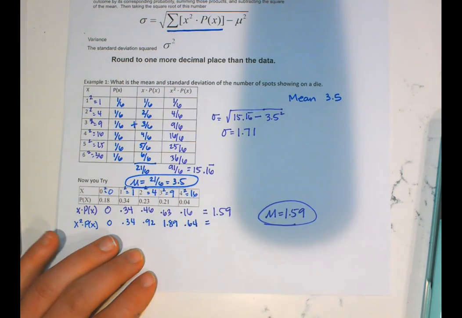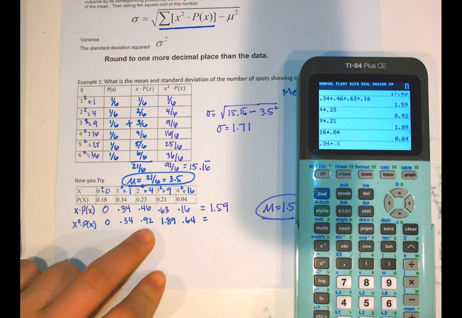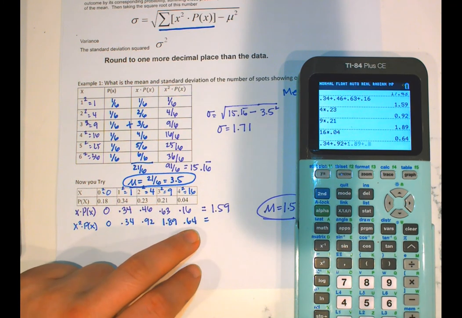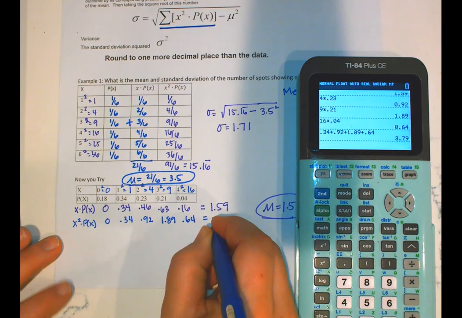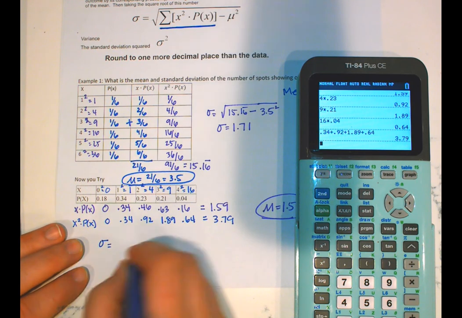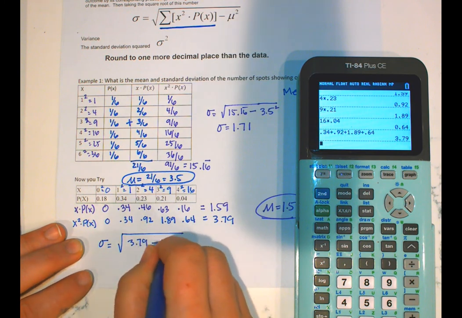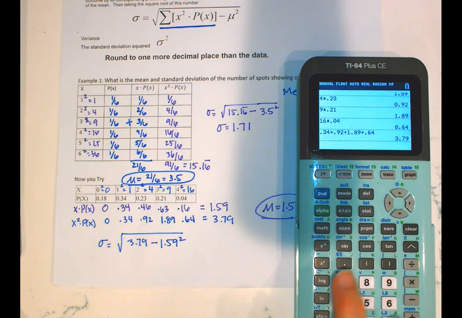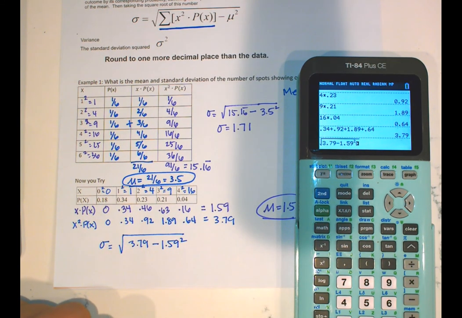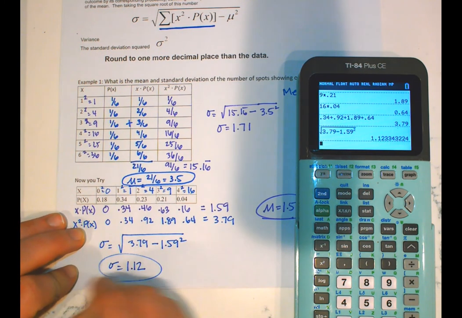So then again, I'm going to add all of these values up. So 0.34 plus 0.92 plus 1.89, 0.64. So I get 3.79. That is not my final answer though. Remember, to get our standard deviation, I'm going to take the square root of 3.79, that value I found there, minus my mean squared. So my standard deviation would be 1.12. That's my answer.